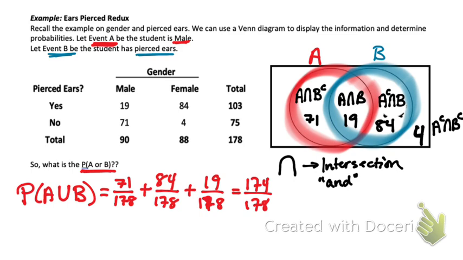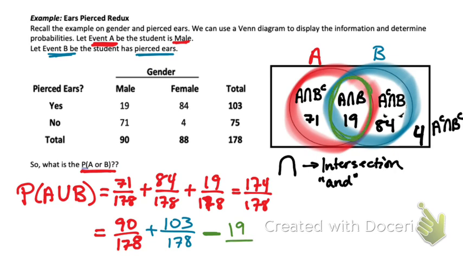Or we can do what we did a minute ago. We can add the whole A circle of 90 over 178 plus the whole B circle. Oops, that should be an 8. And then subtract that overlap of 19 that we've counted twice. We could do that as well, okay?